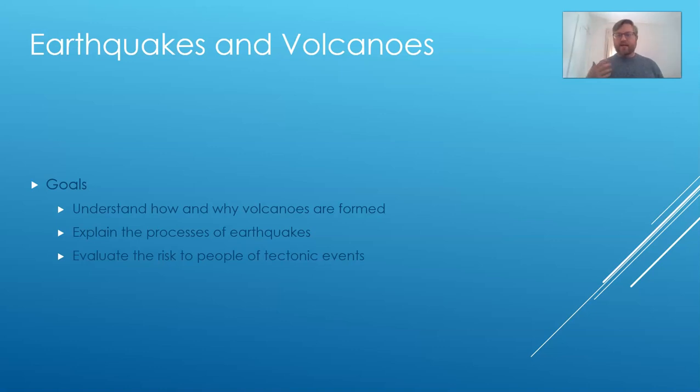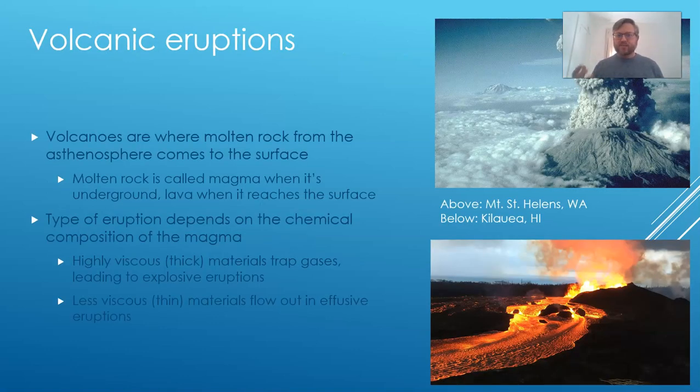So what kind of risks are presented to people by earthquakes and volcanoes? So we'll start with volcanoes. Volcanoes are where molten rock from the asthenosphere comes to the surface. So remember that we learned that we have this thin solid layer, the lithosphere, on top of our Earth, and beneath that is a layer of molten rock called the asthenosphere.